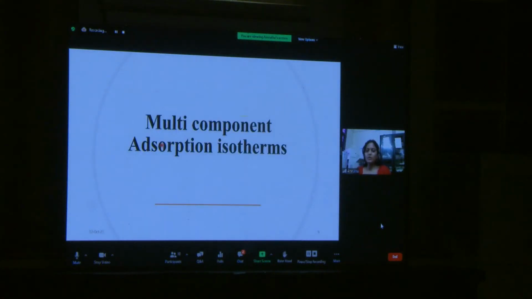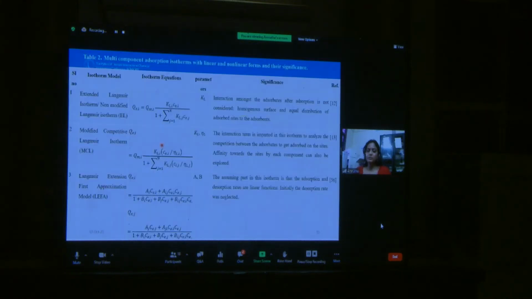Next comes multi-component adsorption. Here I have listed some multi-component adsorption isotherms below. I have given only 5 in this present PPT, such as the extended Langmuir isotherm, modified competitive isotherm, or Langmuir extensions. The difference is that some of the isotherm models have interaction coefficients, and some don't; they have given the affinity parameters.